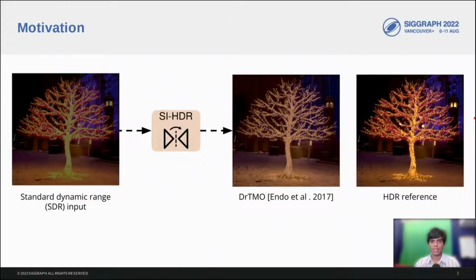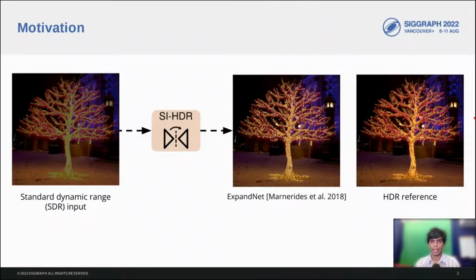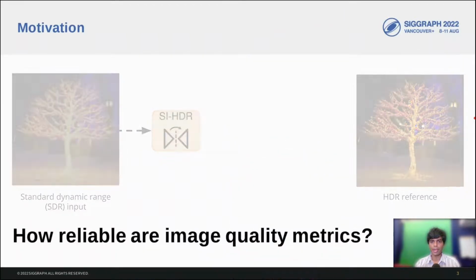Over the past 5 years, several methods have attempted to solve the SI-HDR problem, and each successive method claims to improve the state of the art. However, there hasn't been a rigorous subjective experiment to compare the different methods. Most papers rely exclusively on automatic quality metrics, but we don't really know how reliable those quality metrics are.